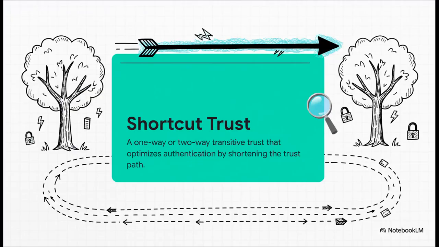So here's the magic. A shortcut trust is a manual, explicit connection that you create between two domains in different trees. It doesn't replace the old scenic route. That path is still there. It just builds a much faster, more direct path that authentication requests are smart enough to prefer.